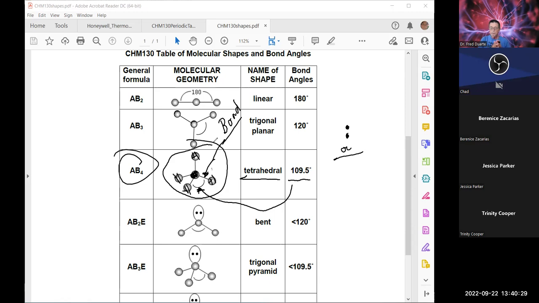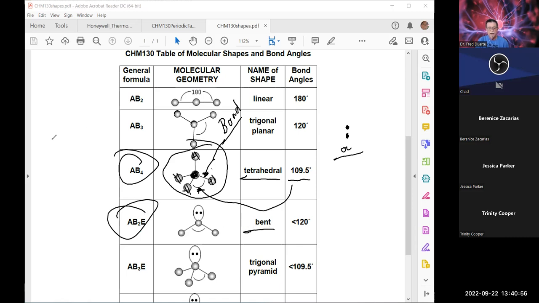We call that tetrahedral. That particular geometry is, I wouldn't say it's very common, molecular geometry all around us, okay? And then we use that as a reference guide for the other ones. So once we figure out the general formula, we figure out its geometry.